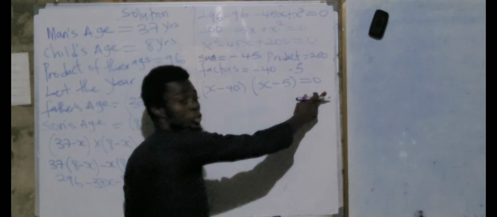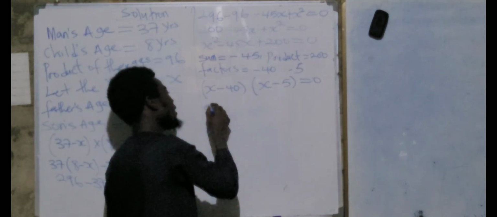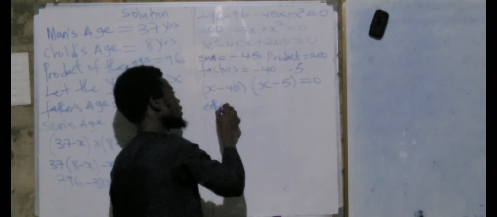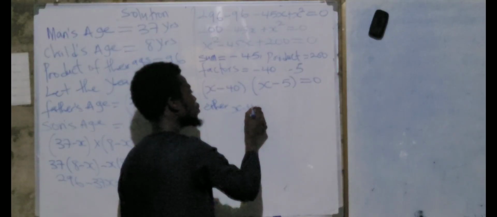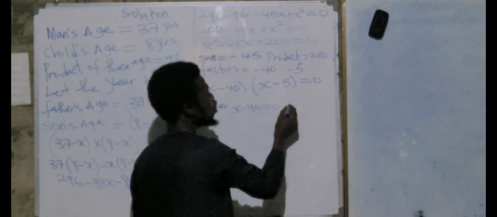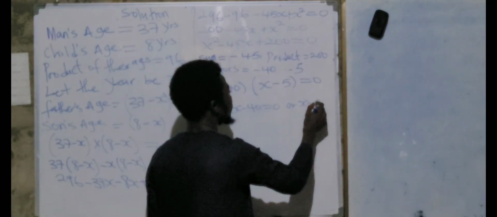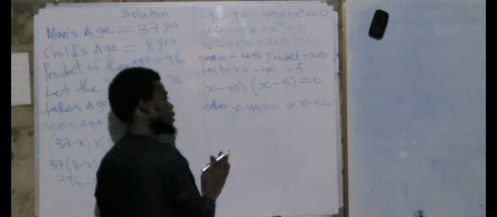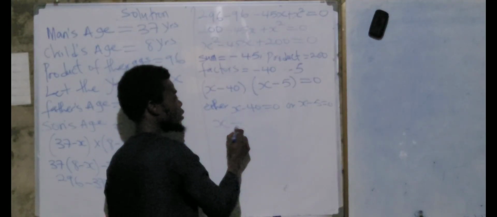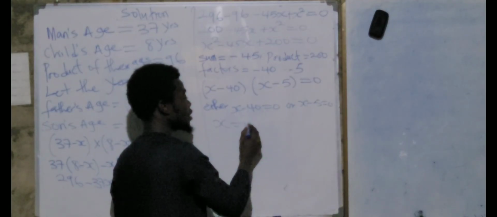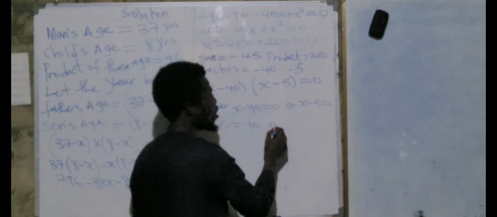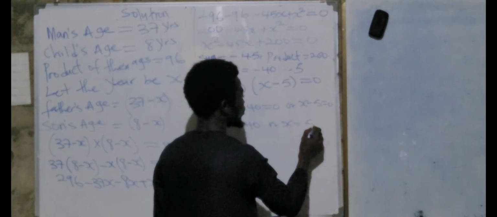Now, equate everything to what? To 0 now, eh? Either x minus 40 equal to 0 or x minus 5 equal to 0. So therefore, x here is now equal to 40, or x here is equal to 5, right?